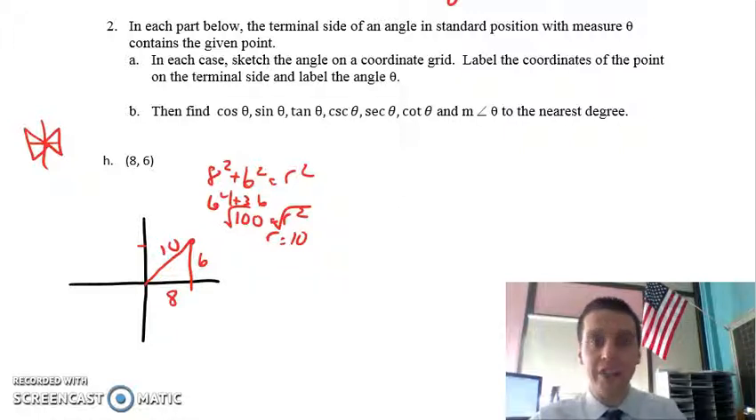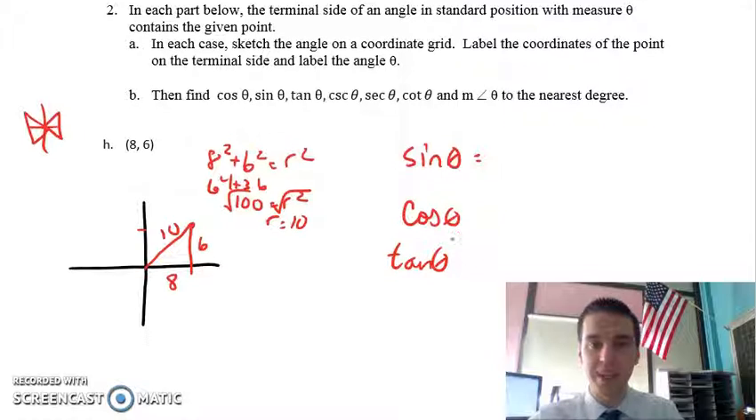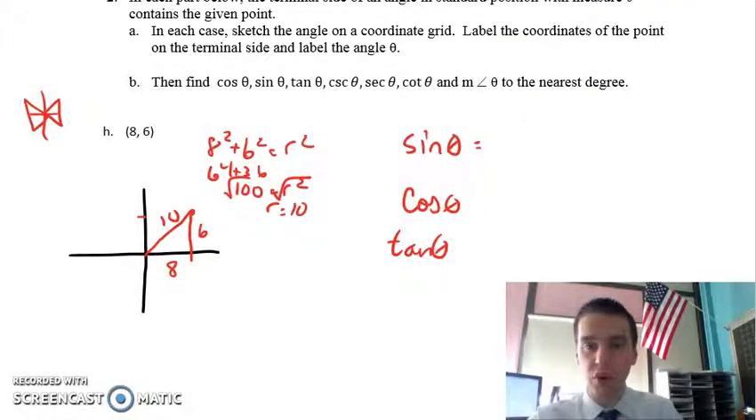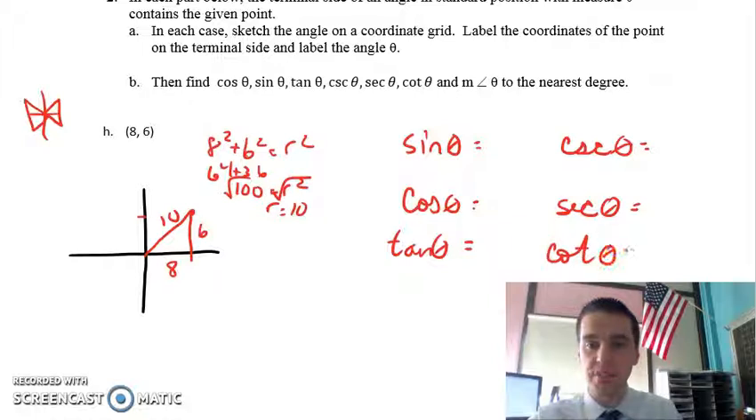And so how I like to do it, I always use sine theta, cosine theta, tan theta, and then I go right over to the other side, second column, and the reciprocal trig function of sine is cosecant theta. Cosine theta, the reciprocal trig function, is secant theta. And the reciprocal trig function of tangent is cotangent theta.